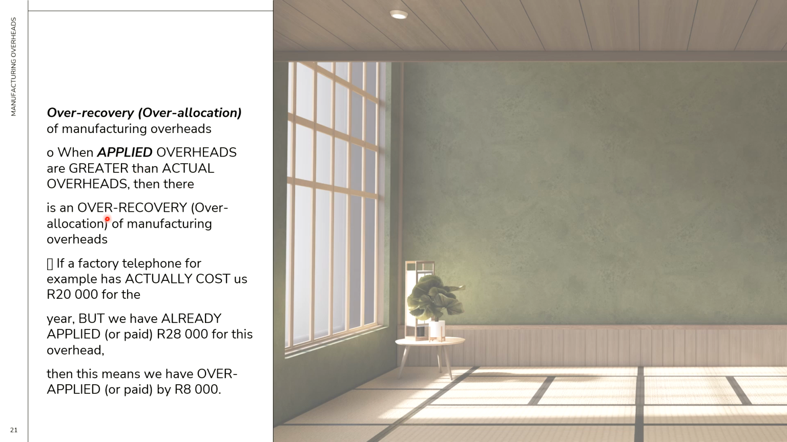Okay, then, let's say according to this example, if a factory telephone, for example, has actually cost us 20,000 for the year, that's an actual cost, but we have already applied or paid 28,000 for this overhead, then this means we have over applied or overpaid by 8,000. Is that clear? Okay, next slide, which is the last one.